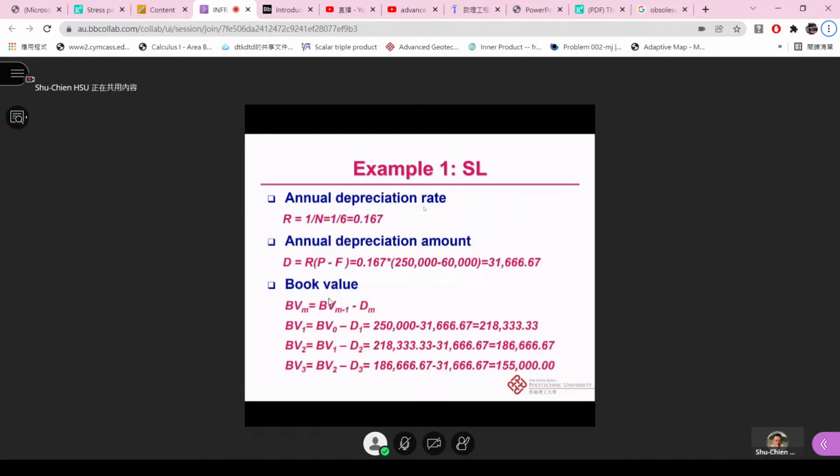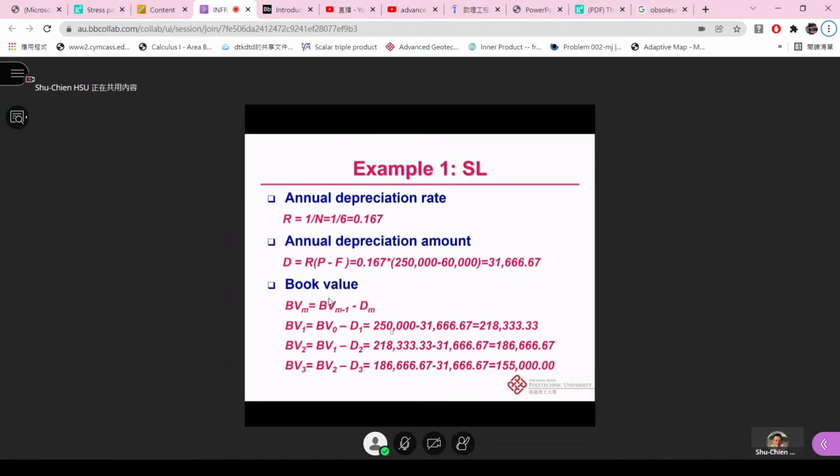All right, we just do this straightforwardly. We have the annual depreciation rate R, which is 1 divided by 6, which is 0.167. Then based on D equal to R times the bracket of P minus F, we have the annual depreciation amount: 0.167 times the bracket of 250,000 minus 60,000, which is equal to 31,666.67.